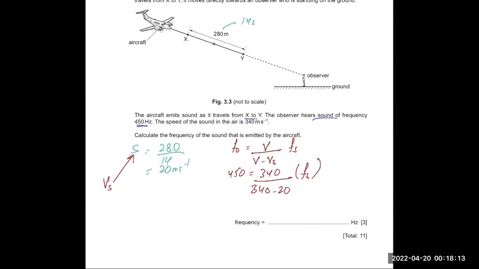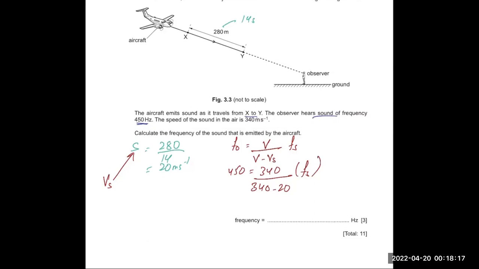Make Fs the subject of the equation, and you'll get the source frequency, which would obviously be less than this value. Because when a sound source is traveling towards you, the observed frequency is greater than the actual frequency. 423.529. Rounded off to two significant figures, it's 420 Hertz.